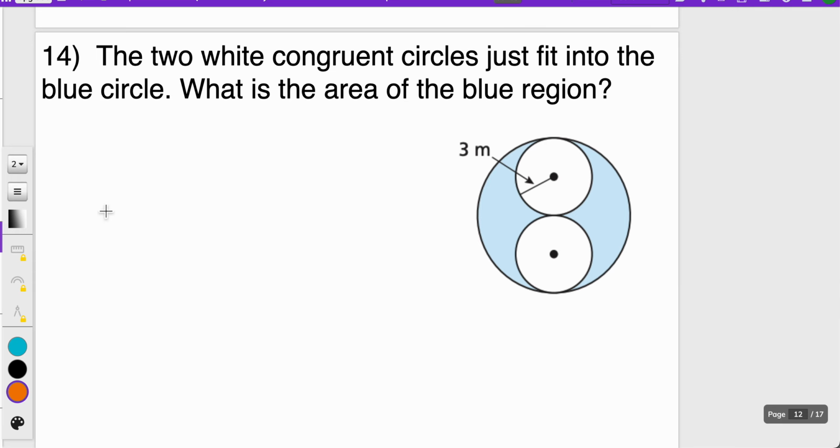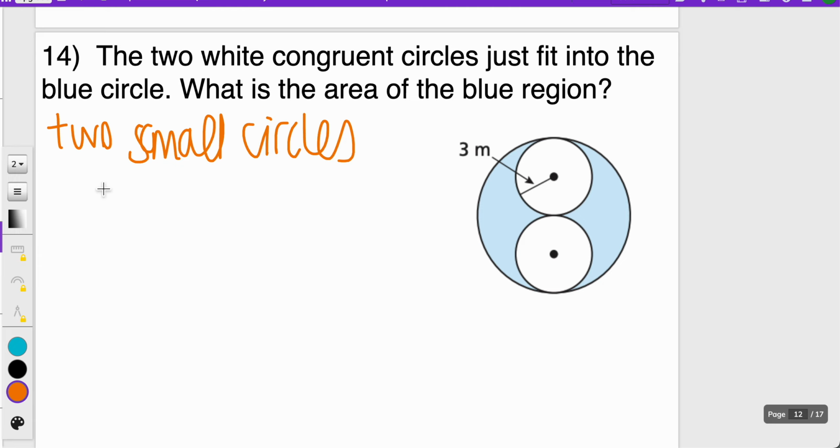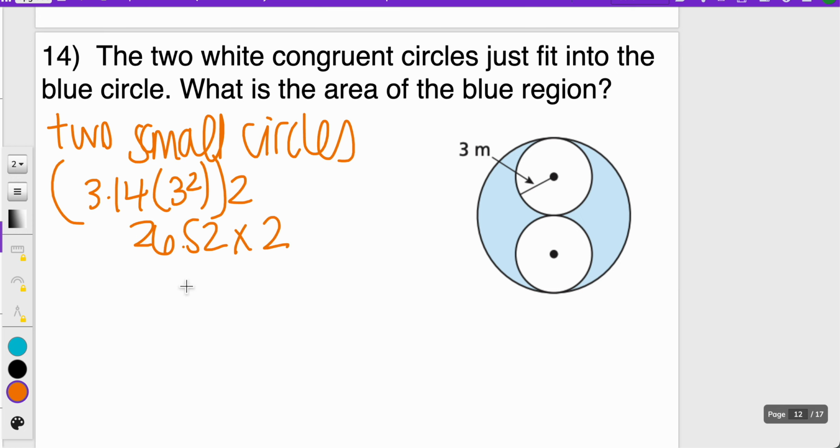Next up, 2 white congruent circles fit in the blue circle. What's the area of the blue circle? So first I've got to find the area of my 2 small circles. So I'm going to do that by pi r squared times 2. So 3.14 times 3 squared, and then times that whole entire thing by 2. I'm going to get 28.26 for just one, and then 56.52 is the entire thing.